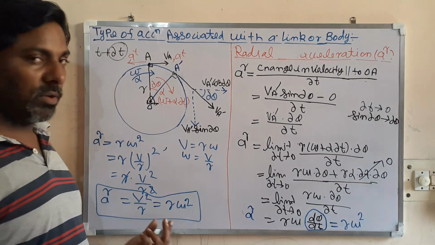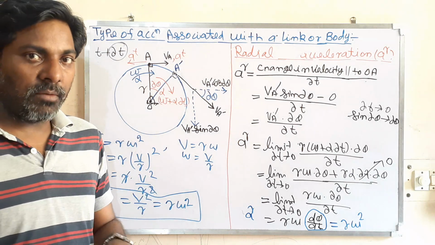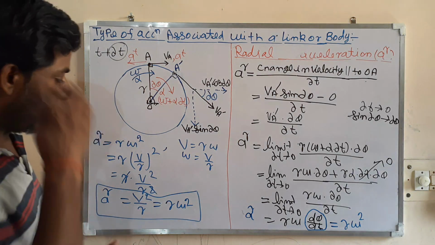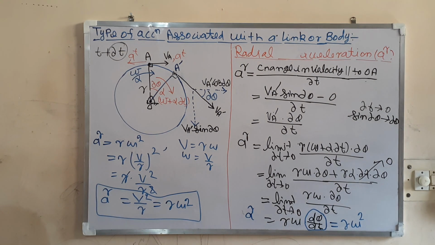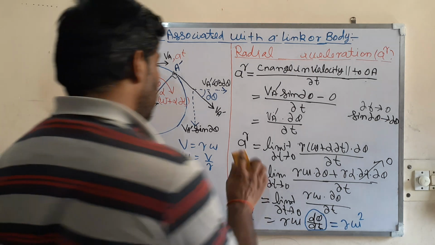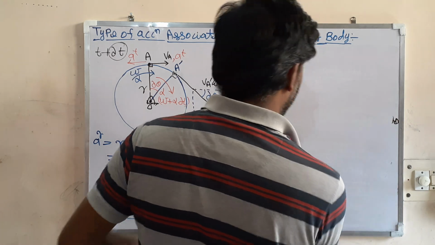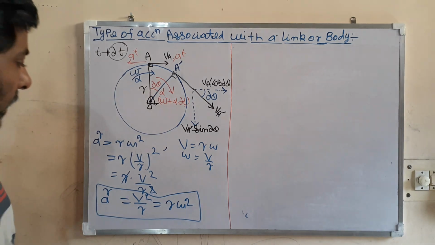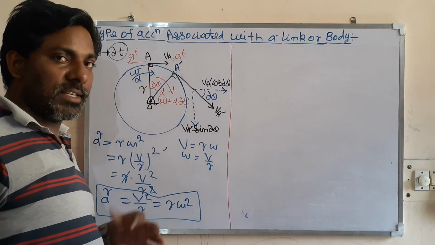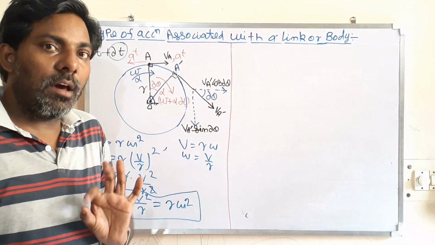So this is the magnitude, and its direction is always towards the center of rotation. Now if you know the tangential component and the radial component, then how do you get the total acceleration? The final acceleration, if the direction of the velocity vector is not changing, that is, if the particle or link is moving in a linear motion.